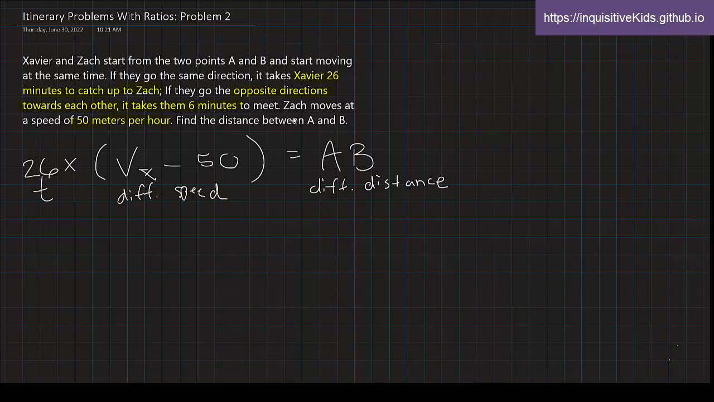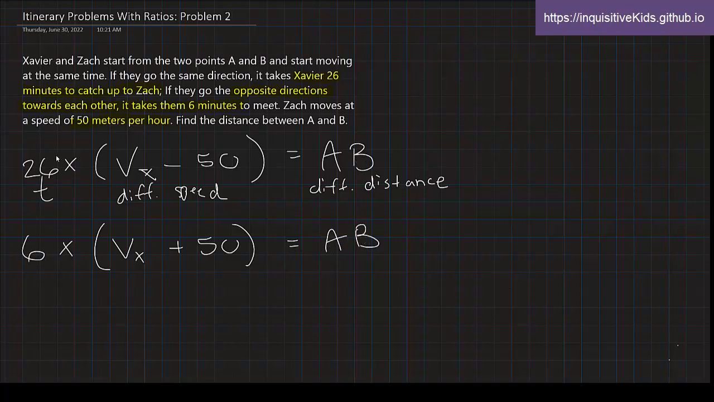And we also have another one, and that's scenario 2. In this case, 6 is the time. But this is a different type of problem because it's a meet-up problem. 6 times the sum of Vx and 50 is equal to AB, which in this case is a total distance.